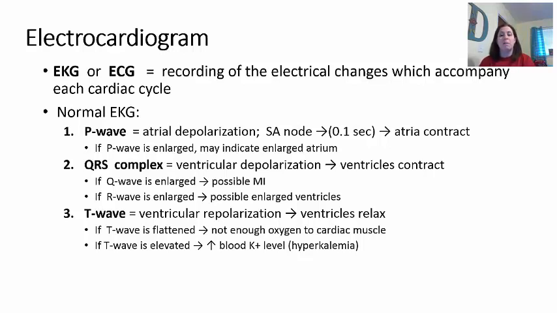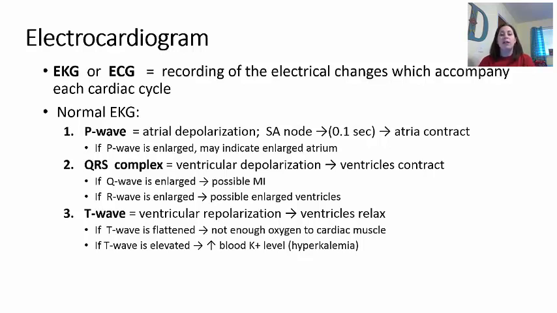So when we are looking at a normal EKG, you are going to see 3 main structures. The first structure you're going to see is what we call the P wave. The P wave is where the atria are doing their depolarization. So the SA node is going to fire. It's going to allow the atria to contract. So if the P wave gets enlarged, like it's too big, it may indicate that the atria of the heart are also enlarged because it took longer to send the signal and allow them to contract.